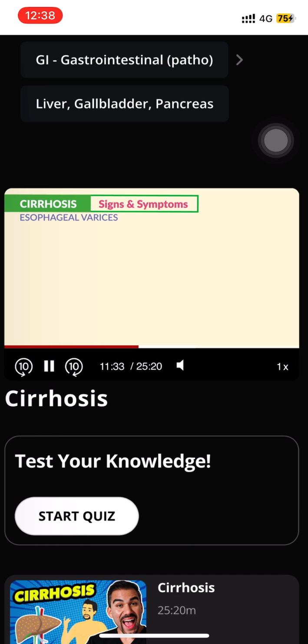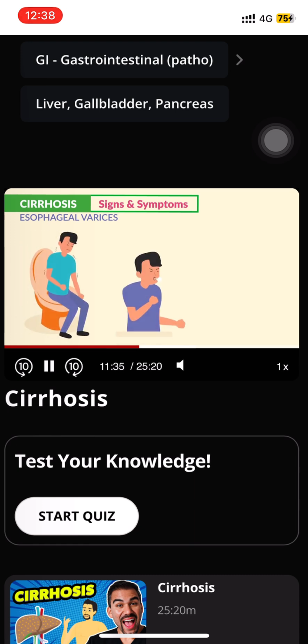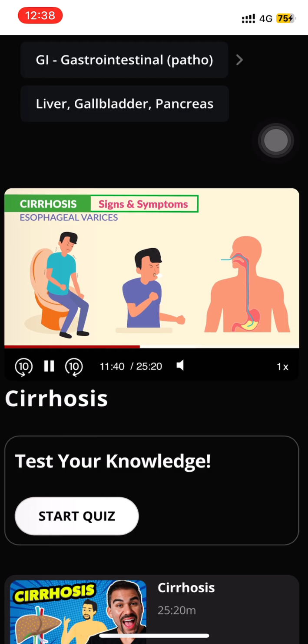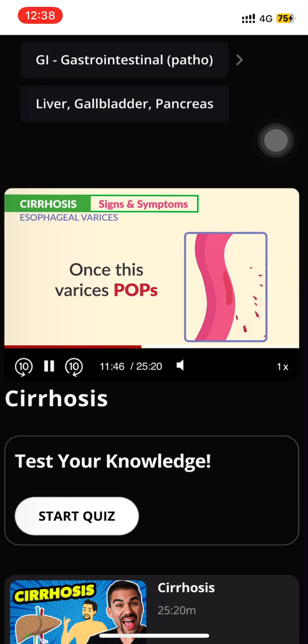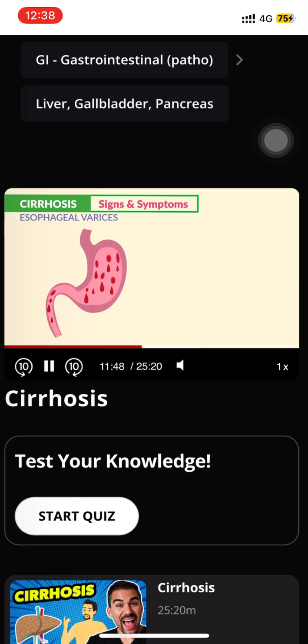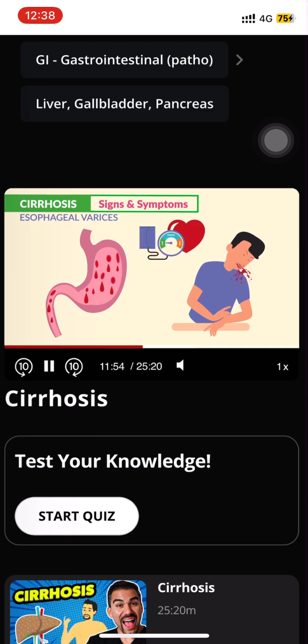Now the scary part is that it goes unnoticed until it ruptures from the slightest amount of pressure. Say from straining on the toilet, or coughing, or even sneezing too hard, or even a new NG tube. So once the varices pops, it will actually cause an explosion of blood. We're talking heavy bleeding, filling up the stomach and leading to vomiting out all that blood, which can lead to hypovolemic shock or hemorrhagic shock from all that blood loss.